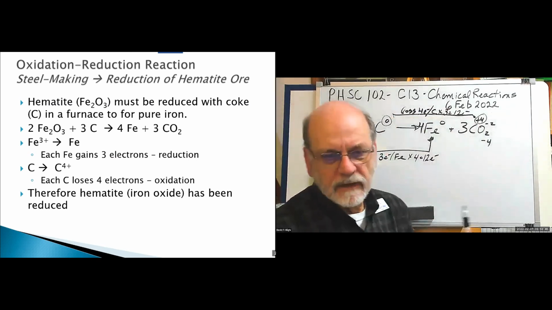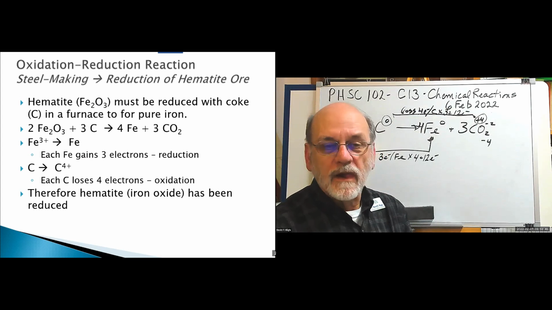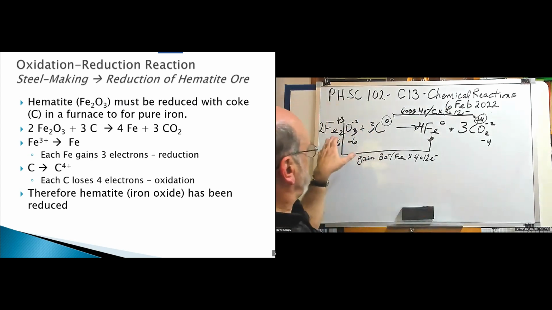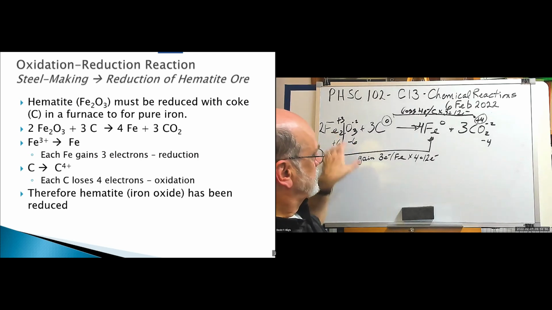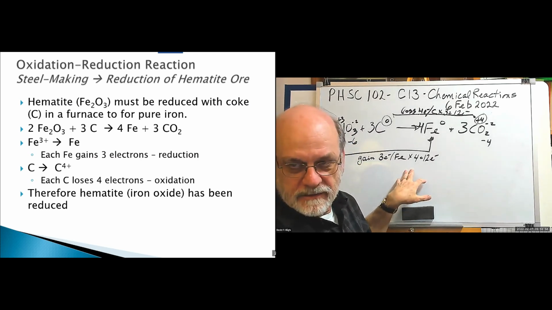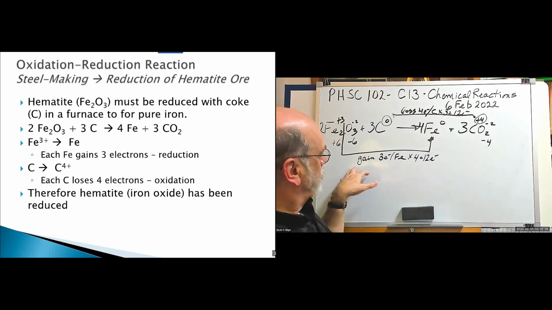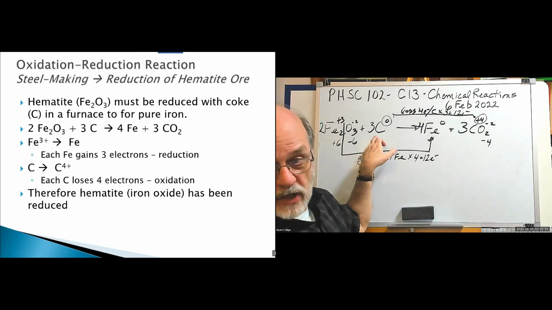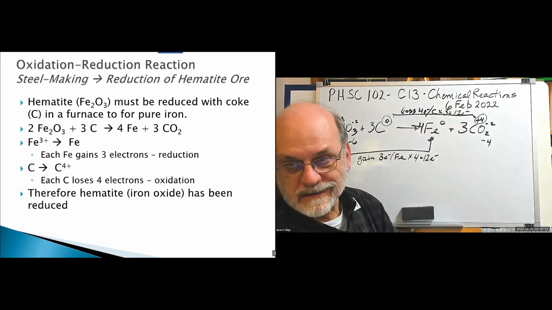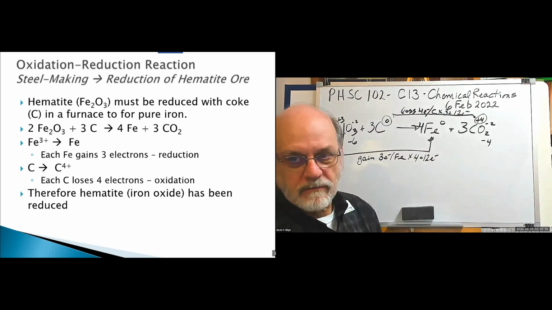All right. So we say that the hematite has been reduced because we added electrons. Remember, oil rig, reduction is gain. So the hematite was reduced and the carbon, the coke, was oxidized. And this happens at extremely high temperature.